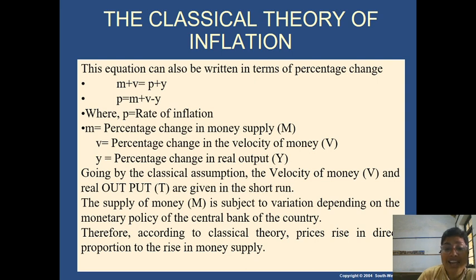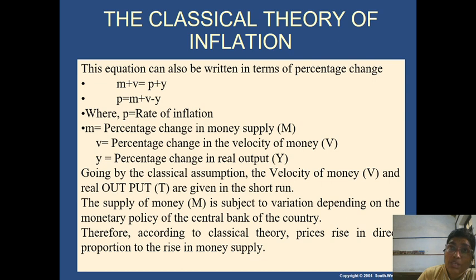Why is there a direct and proportionate relationship between money supply and price level? Because the theory assumes y remains constant, that is, the full employment level of output, and the velocity of money also remains constant. Then when there is an increase in money supply, the price level also increases by the same percentage. Okay, this is the classical theory of inflation.